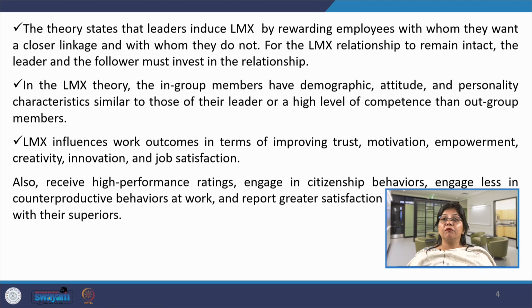They also receive high performance ratings, engage in citizenship behaviors, engage less in counterproductive work behaviors and report greater satisfaction with their superiors. So, this is but obvious that those members of the in-group are more close to the management or to the higher authority. They understand the nitty-gritty of the whole management in a very intricate manner, and they tend to understand the system with more openness and innovativeness. So, there comes the role that they tend to receive more acknowledgement and recognition from their authority, and they engage in productive forms of behavior rather than engaging in counterproductive work behaviors.